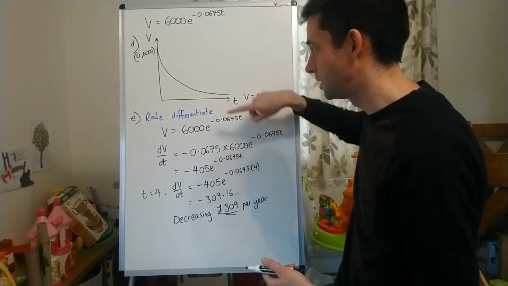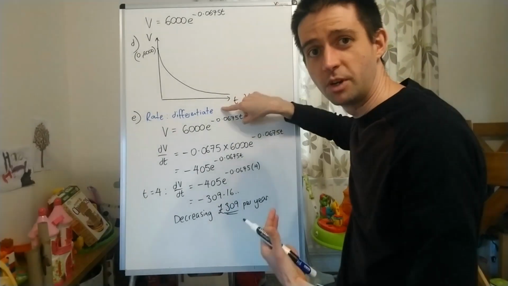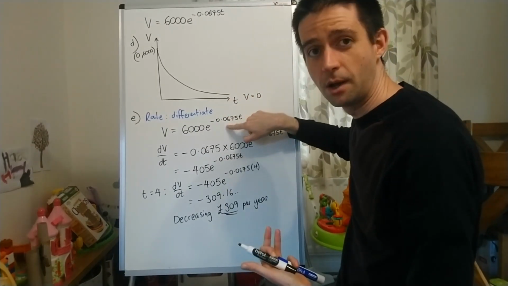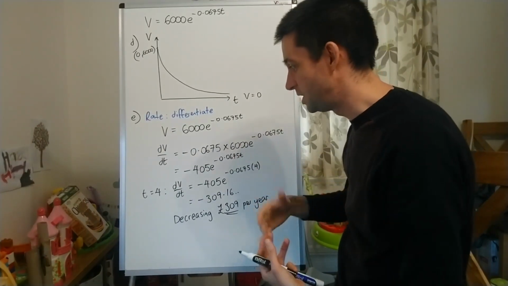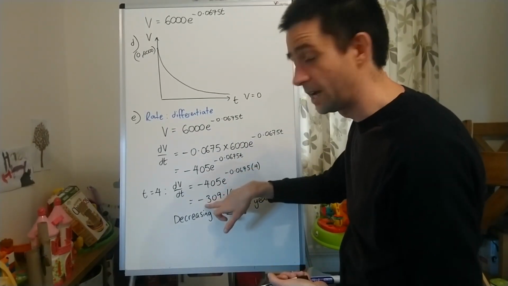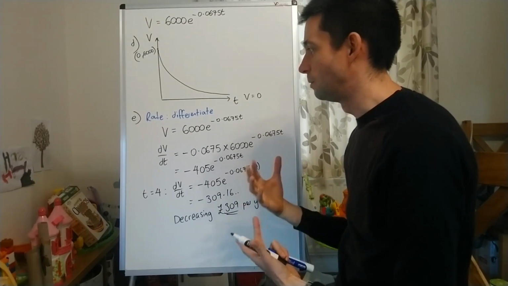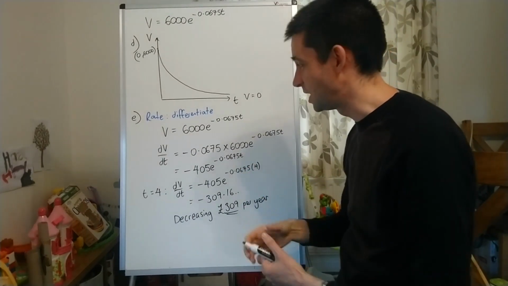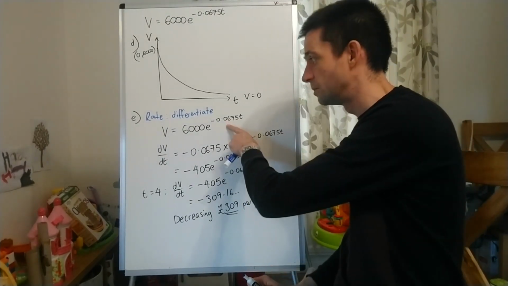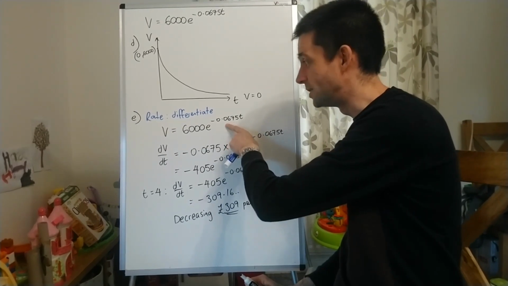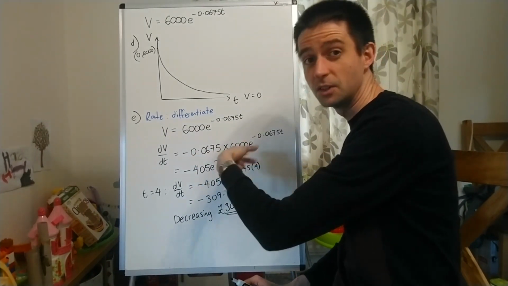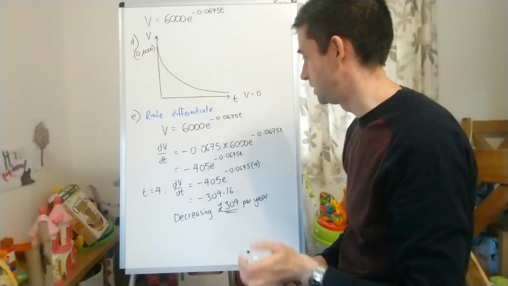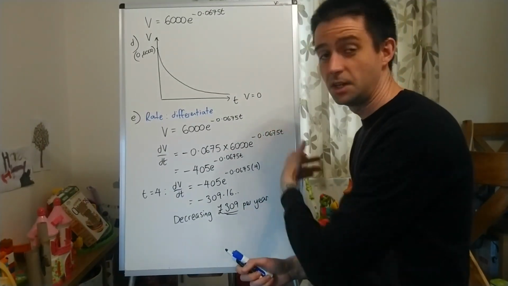So key points, you see the word rate, you interpret that as differentiate. We differentiate our equation for v, and then the rate at which it's decreasing, we expect a negative value here. And remembering, of course, the process for differentiating exponentials in this case is to multiply by the coefficient, this number here. So negative 0.0675 times 6000e, and this power bit here did not change.